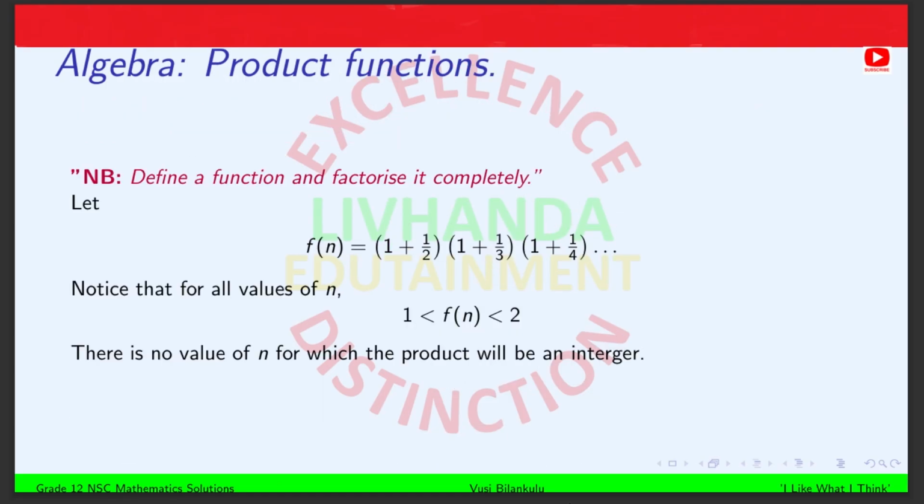The last question considers the function of a product of real numbers as defined in this slide. Note that all terms in the product are greater than 1 but less than 2. Therefore, the function of such a product will always be within these limits. That is, there is no value of n such that the function will be an integer.